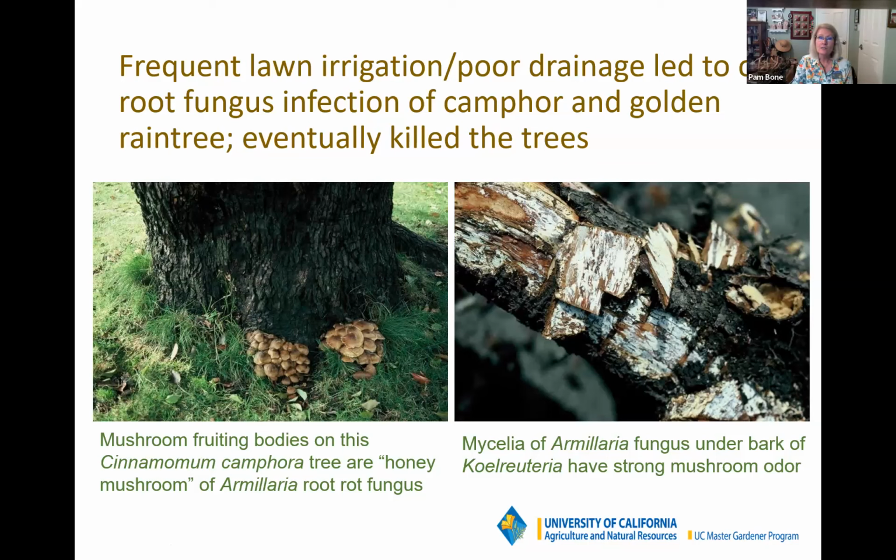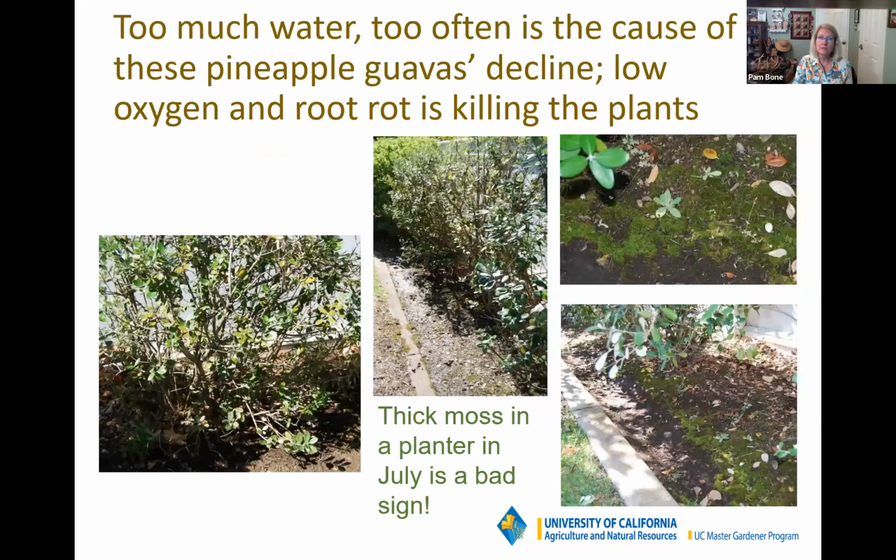Actually, native oaks live out in their native habitat with armillaria in the soil, but they never are infected because they don't get the rainfall except for in the winter months primarily. And that's when the fungus is active and it won't invade. But we're doing it in the summer when they shouldn't be.